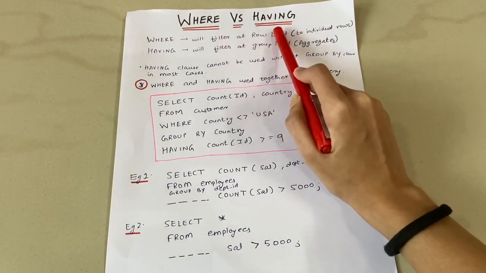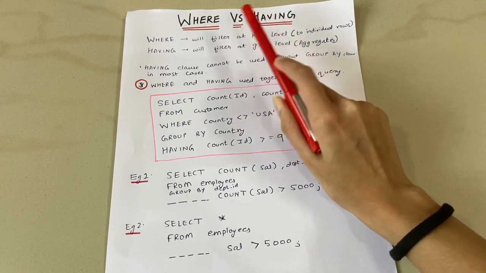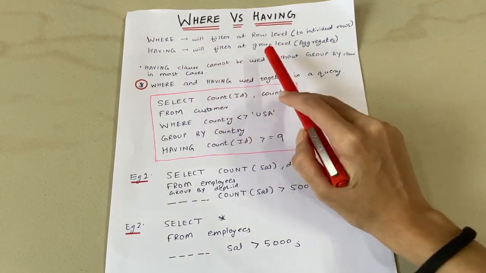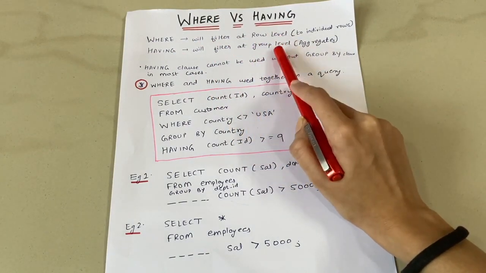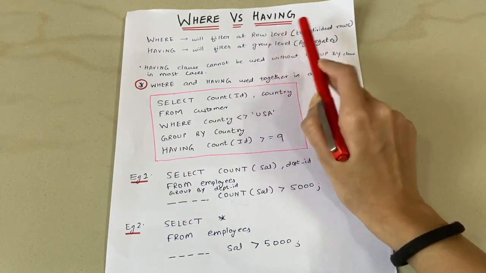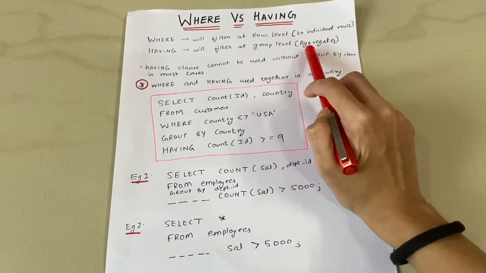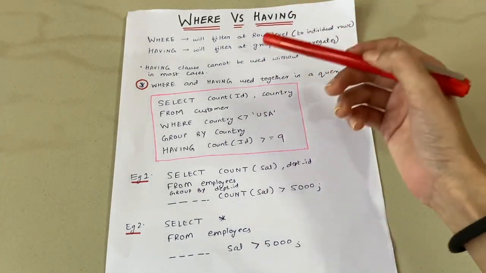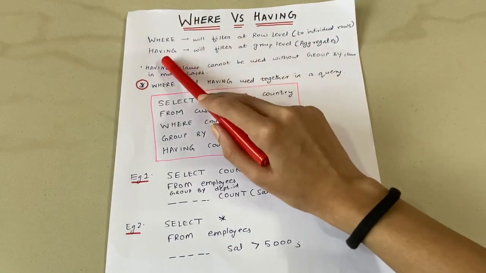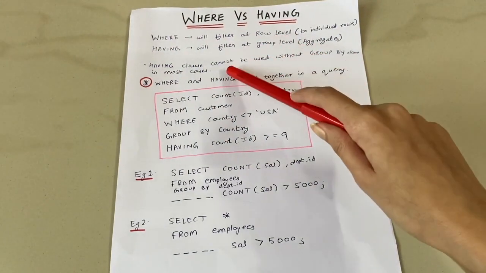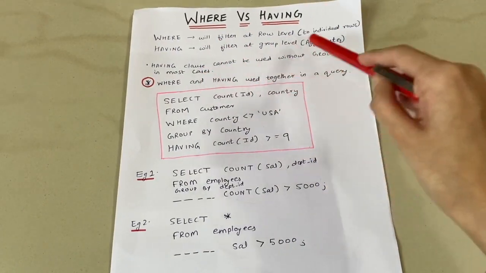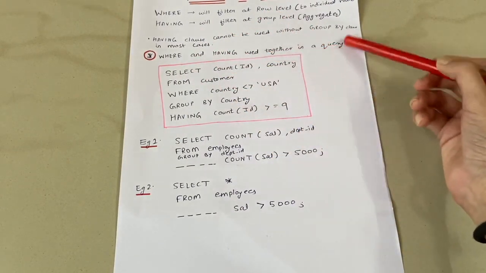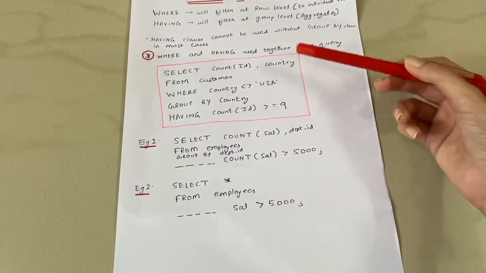So WHERE and HAVING both are used for filtering, but the basic difference between the two is that WHERE is used for filtering at row level and HAVING is used for filtering at group level. What this means is, row level means individual rows, and group level means whenever aggregate functions are involved, whenever we are grouping the data and then we want to filter, then we use HAVING. So the HAVING clause cannot be used without a GROUP BY clause in most cases, so just remember it. And we'll see one example where WHERE and HAVING are used together in a query, so this will clear your doubts.